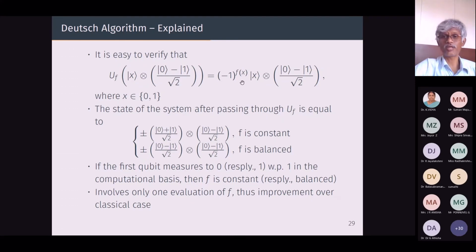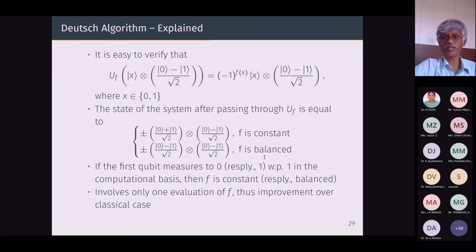So you will get (minus 1) to the power f of x, ket 0 tensor with (ket 0 minus ket 1) by square root of 2. Okay, so here x is a bit, 0 and 1, right? So we see that the state of the system after passing through UF is (ket 0 plus ket 1) by square root of 2 tensor with (ket 0 minus ket 1) by square root of 2 if f is constant, and it's plus or minus this if f is balanced.